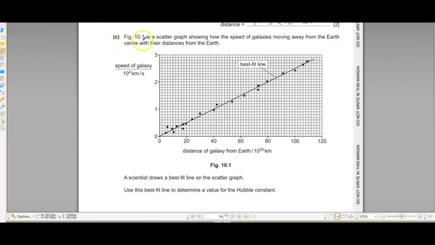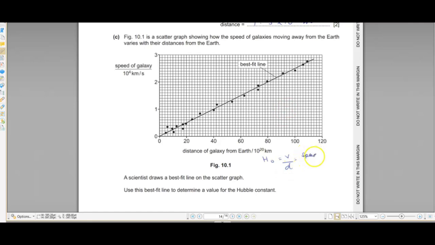Okay, part C. Figure 10.1 is a scatter graph showing how the speed of galaxies moving away from the Earth varies with their distance from the Earth. A scientist draws a best fit line on the scatter graph. Use this best fit line to determine a value for the Hubble's constant. First we should know what the Hubble's constant is. It is H naught is equal to V over D. Now what is V? V is the speed of galaxies moving away from the Earth.